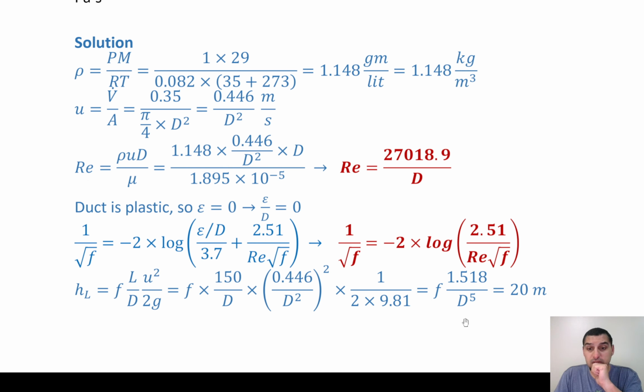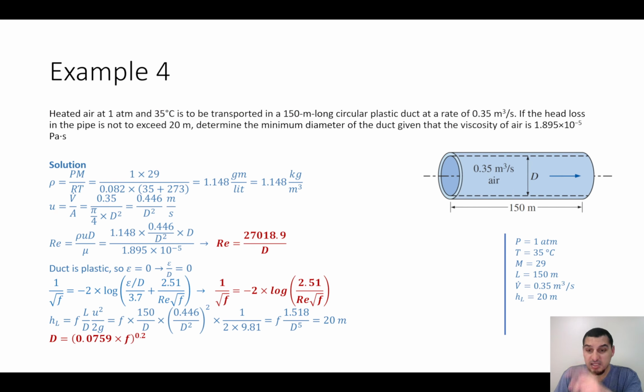So for now, this is the equation that we have for the losses, and now we can rearrange the equation to be diameter as a function of friction factor, and now we will reach the same point that we reached before. We have three variables: friction factor, the diameter, and Reynolds number. And we want to calculate the diameter, but the diameter is needed to calculate Reynolds number, which is needed to calculate the friction factor, which is needed to recalculate the diameter. So still we have the same endless loop.